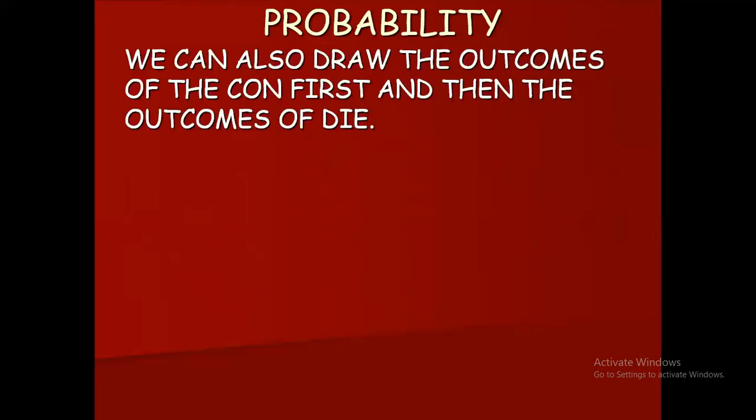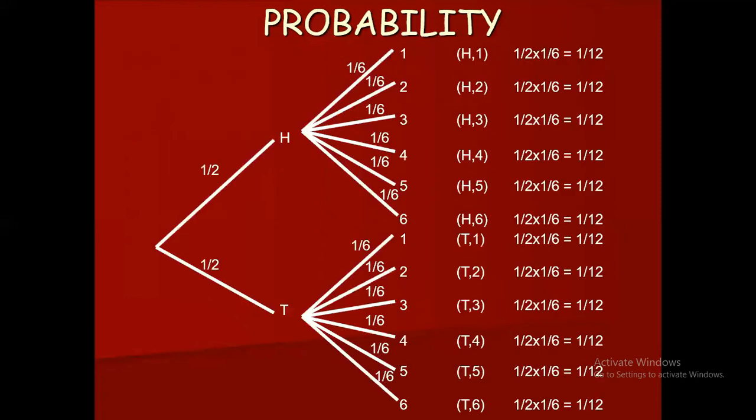We can also draw the outcomes of the coin first and then the outcomes of the die, because there is no restriction in this question whether we should toss the coin first or roll the die first. So in either way, we can draw the tree diagram.